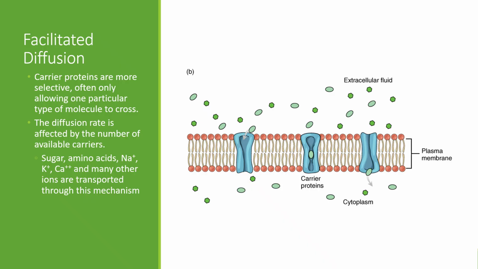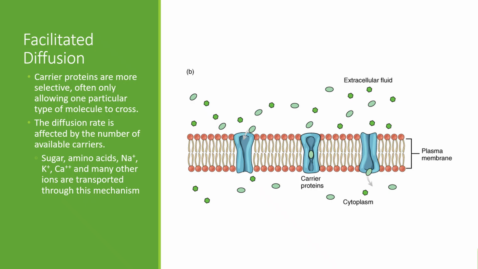Then we have carrier proteins. Carrier proteins are a little bit more selective. They usually only allow one type of molecule to pass over. With the channel proteins, lots of different things can go through that channel. Carriers are a more specific type of facilitator. The diffusion rate in this case is going to be affected by the number of available carriers, because they can't just simply float through like we saw with the channel protein. So sugars and amino acids, sodium ion, potassium ion, calcium ion, all those kinds of ions like that are transported through this mechanism.